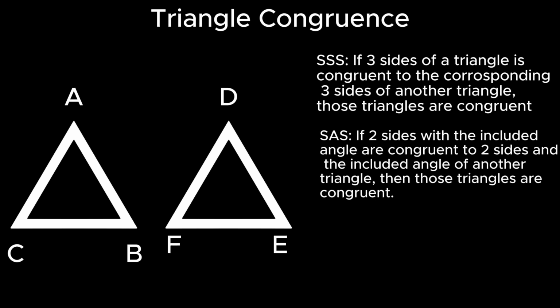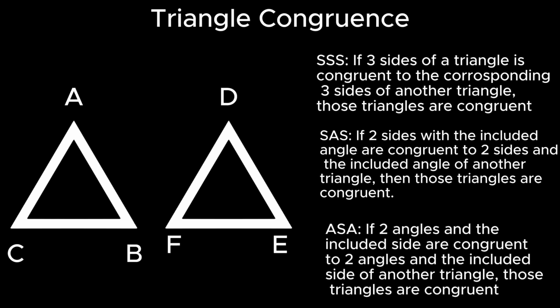Another way we can prove this is a method called SAS. So when we have two sides, let's say two adjacent sides, let's say AC and CB, if those sides are congruent and the angle that they form is congruent to the other triangle, DFE, then those triangles are congruent.